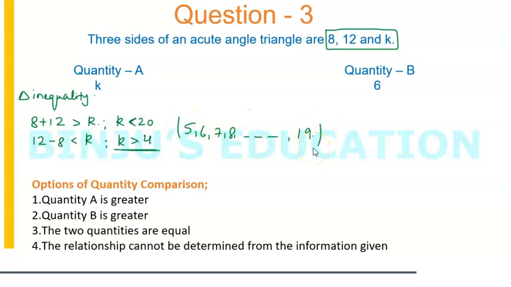I'm only taking the integer part. But now the problem is, these values of k which I have figured out, 5, 6, 7, 8, and so on up till 19, it may happen that for some of these values the triangle 8, 12, and k will not be an acute angle triangle, it may be an obtuse angle triangle also. Because this inequality just gives me all those values of k for which 8, 12, and k will become a triangle. What kind of a triangle, we need to dig further.